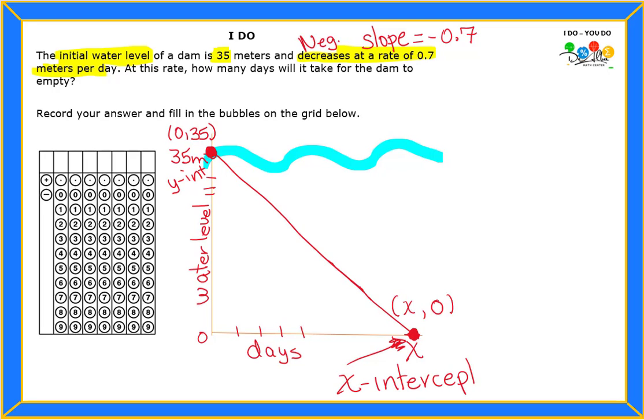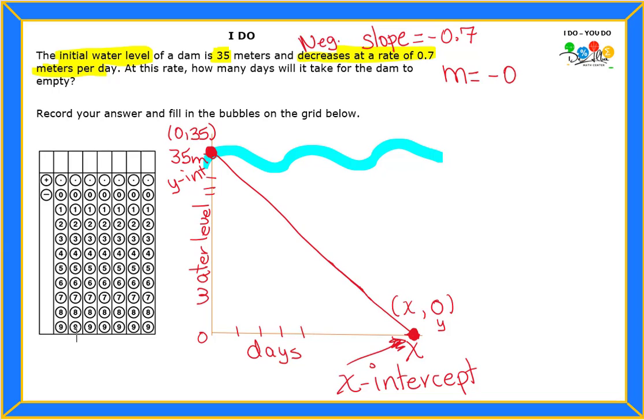Because that's where the line crosses the x-axis, right? Okay, very good. So my question is, I need to find x. I need to find x when the y is 0. Exactly. Okay, so I do know slope, so I'm going to write it over here.